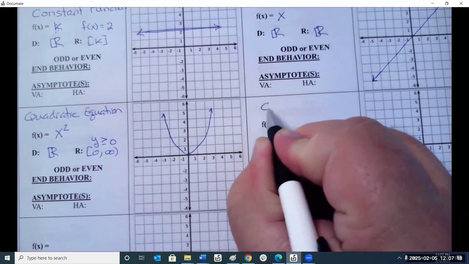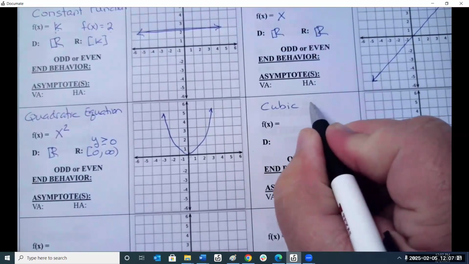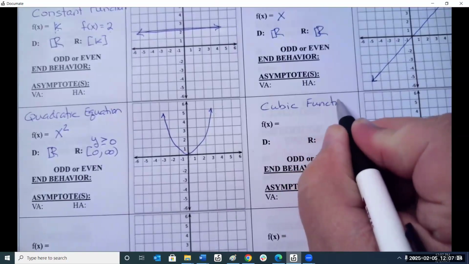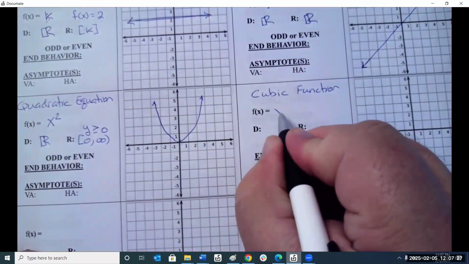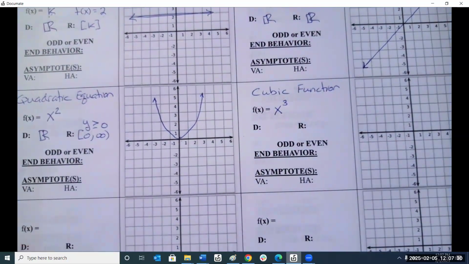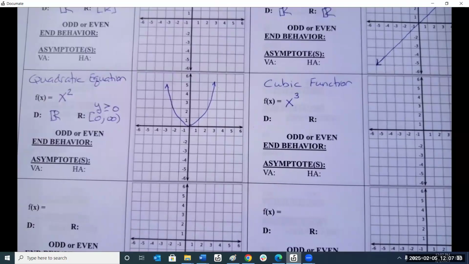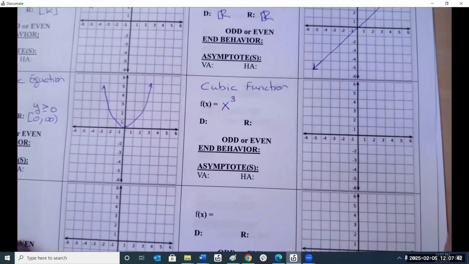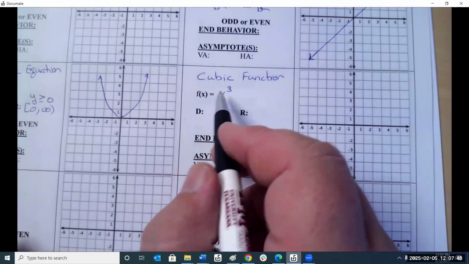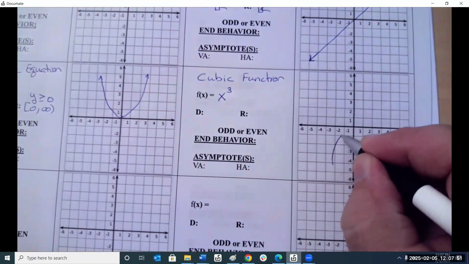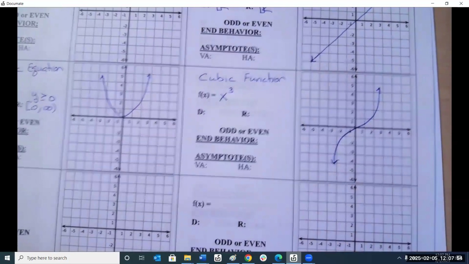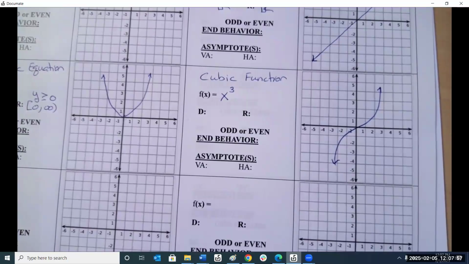Then the other side, the cubic function. A cubic means cubed, 3. Because remember, I'm trying to get you to a point where you can look at a function and tell me as much as you can about it. So what does this graph look like? Since there's no real shifting, it simply goes through the origin and it's an ever increasing function.